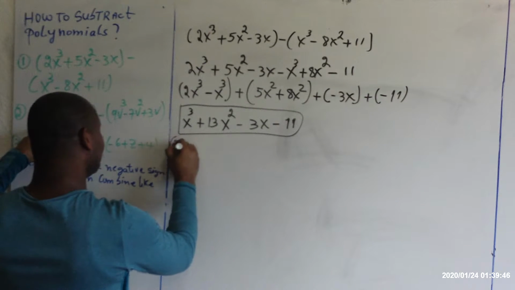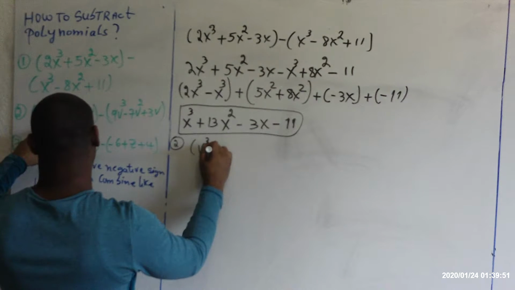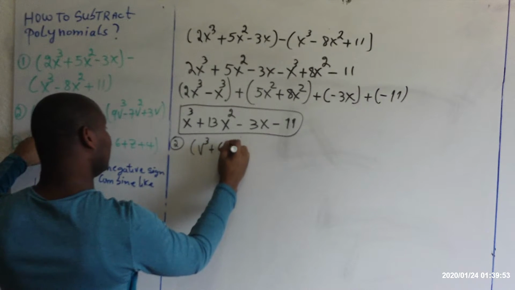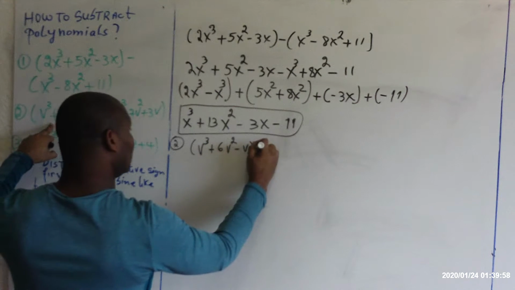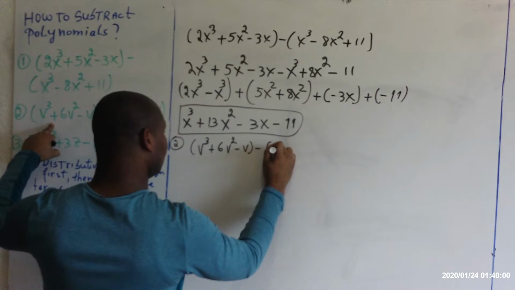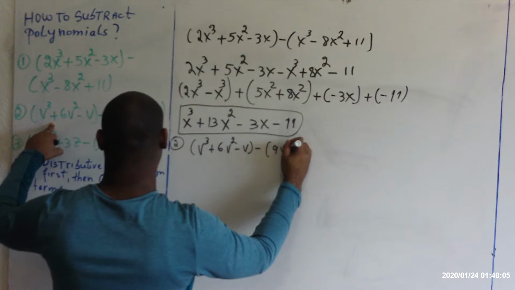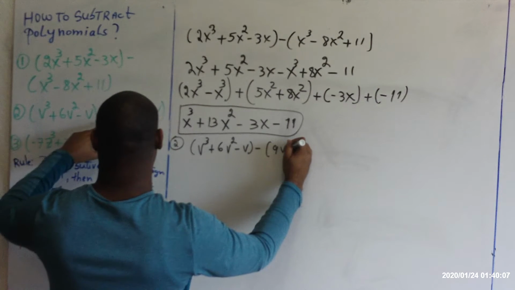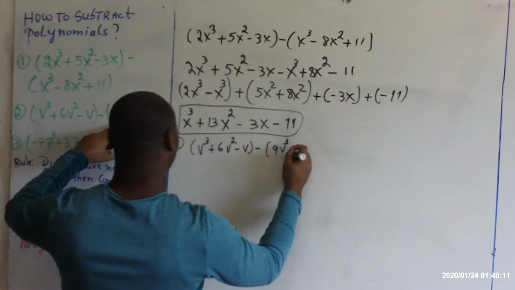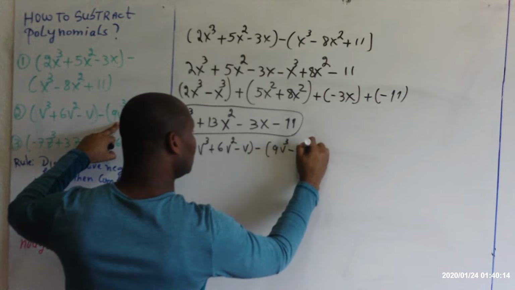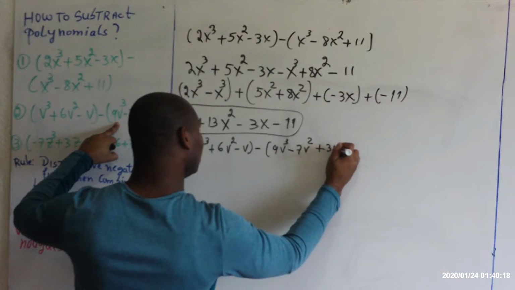The second exercise is v to the 3 plus 6v squared minus v, minus 9v squared, 9v cubed, minus 7v squared plus 3v.